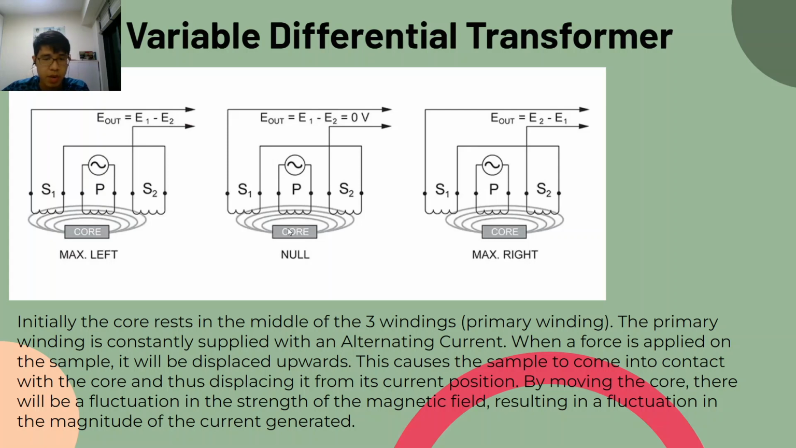And as the force is being applied, the sample will be displaced in the direction of the force, and this will move the coil in the direction of either of the secondary windings. And by moving the coil, there will be a fluctuation in the strength of the magnetic field, and therefore resulting in a fluctuation in the magnetic current that's being generated. And this would provide a different signal, and this will be converted by a machine into a different signal output.